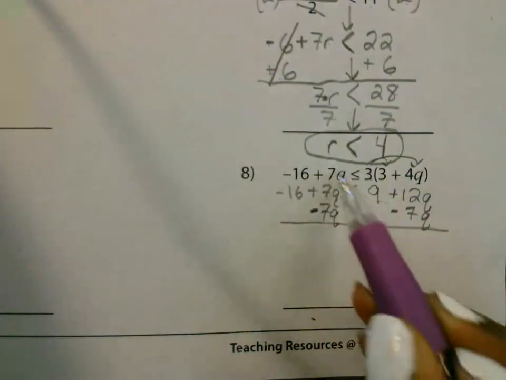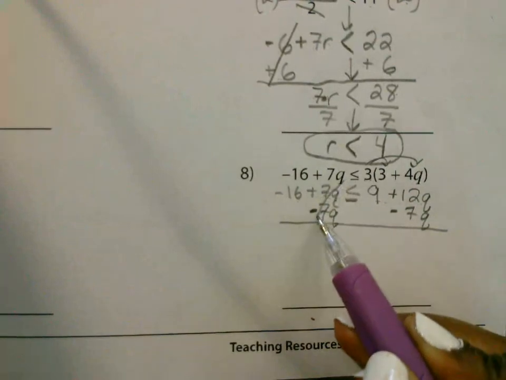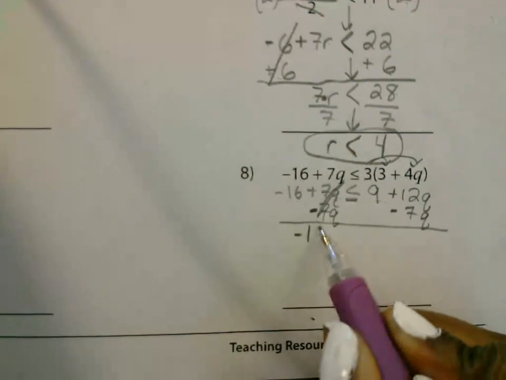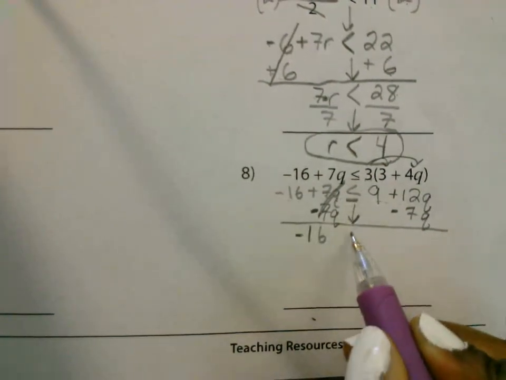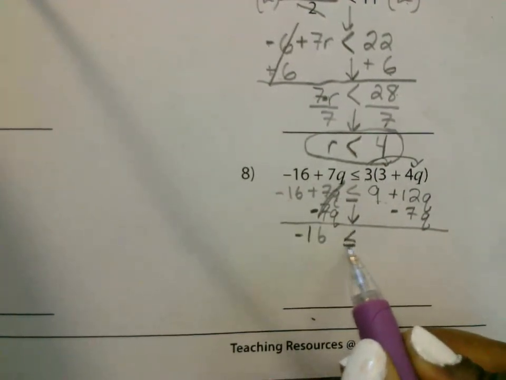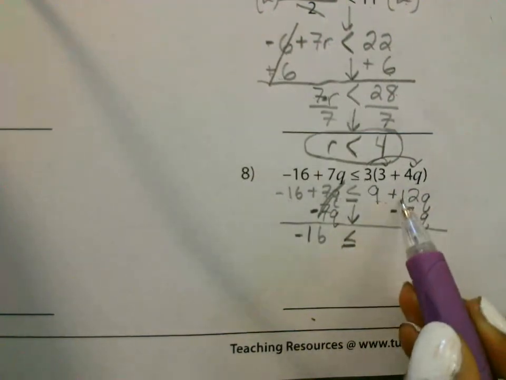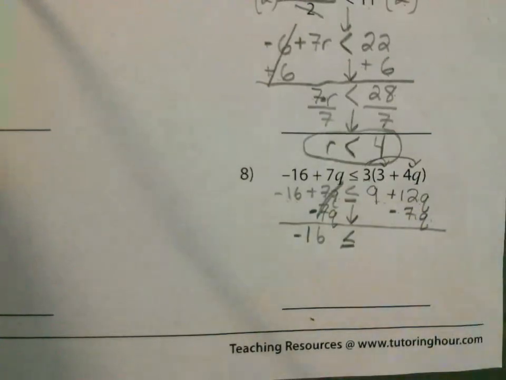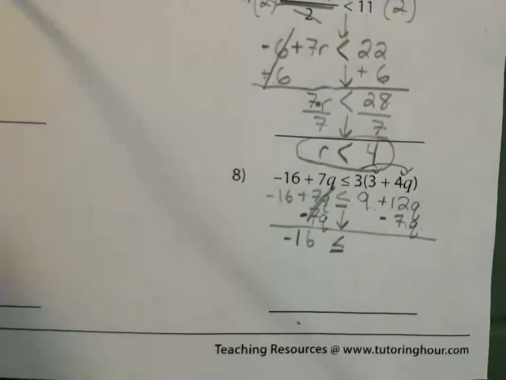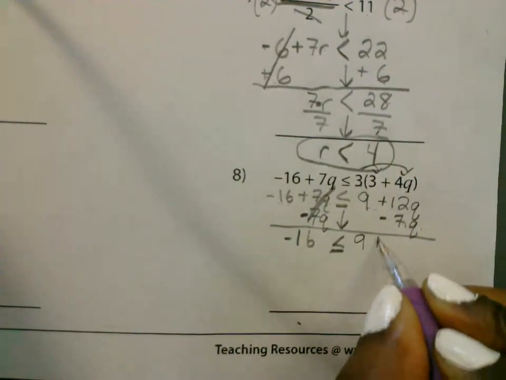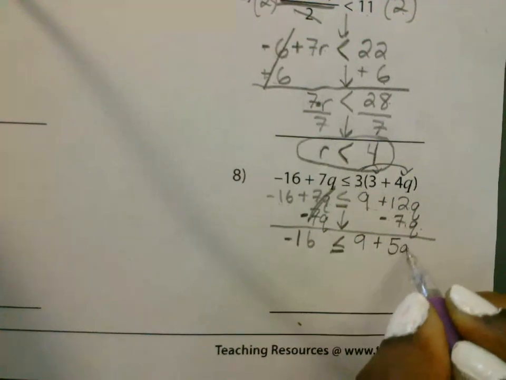On this side of the inequality, 7Q minus 7Q is 0. This is gone. And we're left with the negative 16 on this side. Bring down the inequality. On this side, we have 12Q minus 7Q. What's 12Q minus 7Q? That's 8, 9, 10, 11, 12. What's that? 5. Please use your fingers and your toes. That's 5Q.